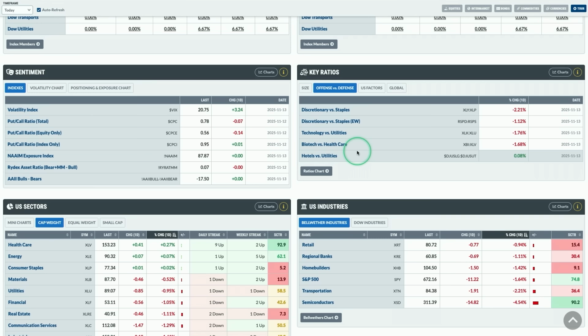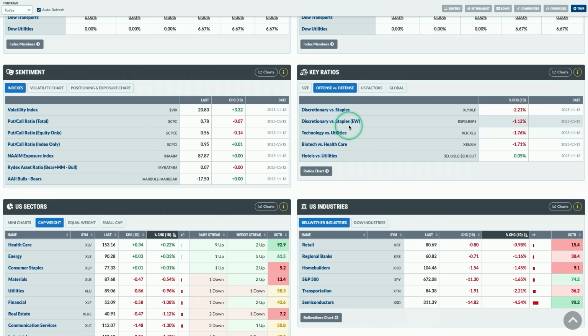So if biotech is leading the healthcare sector, that tells you that we're in a little bit more of an offensive kind of flavor. We've also got a really interesting ratio, which is hotels versus utilities. Basically, stay at home versus go out. Another way to think about that kind of offensive versus defensive personality to the market.